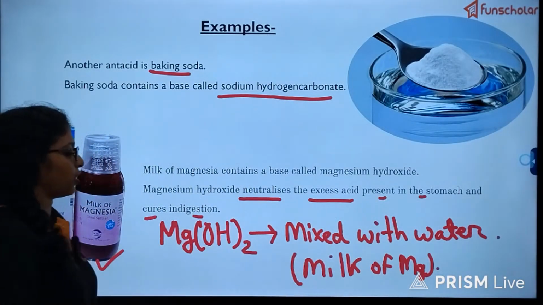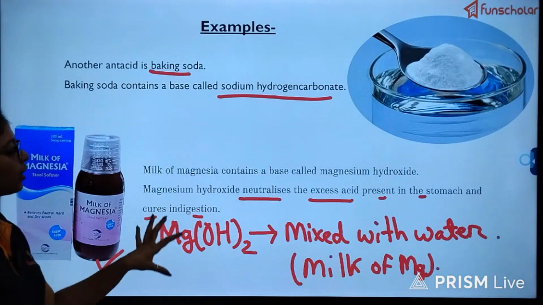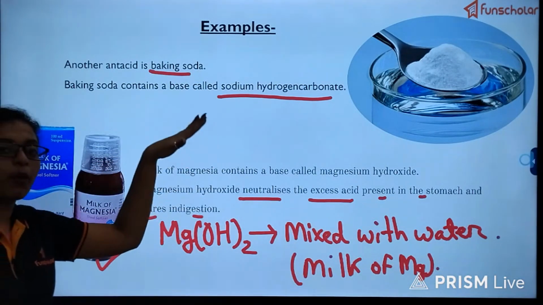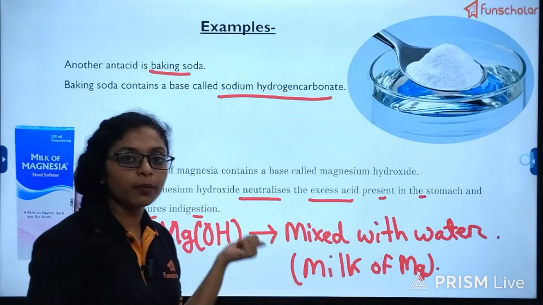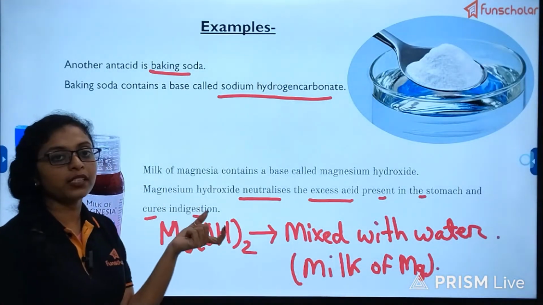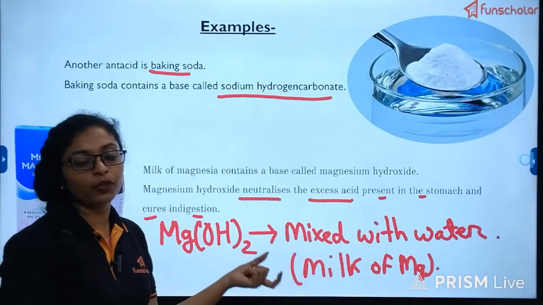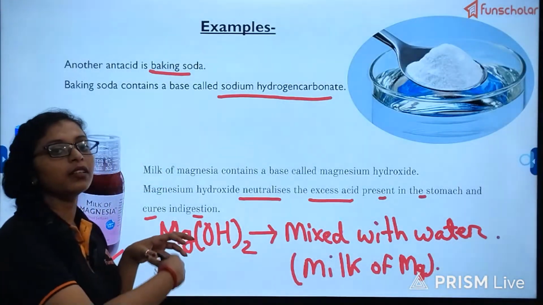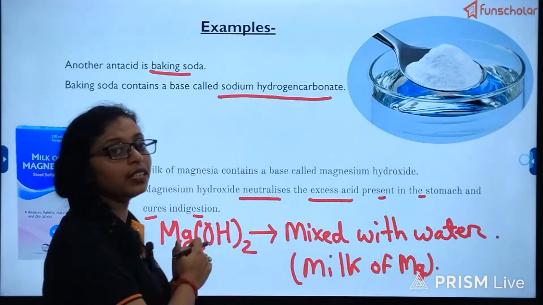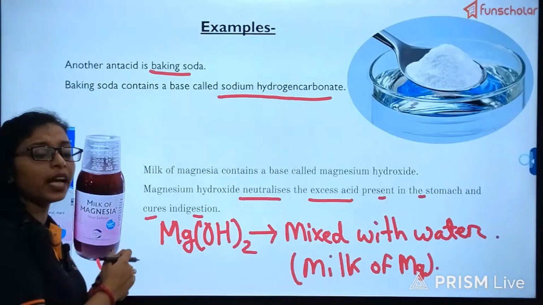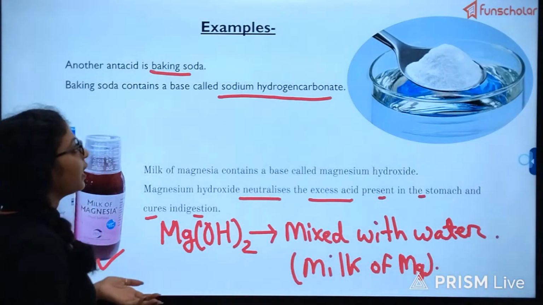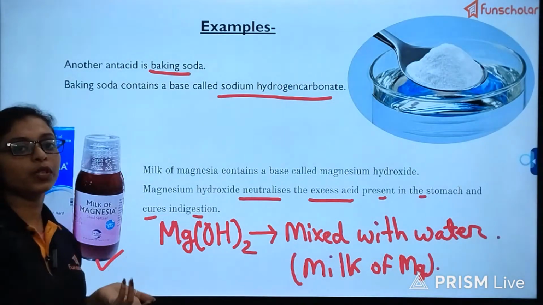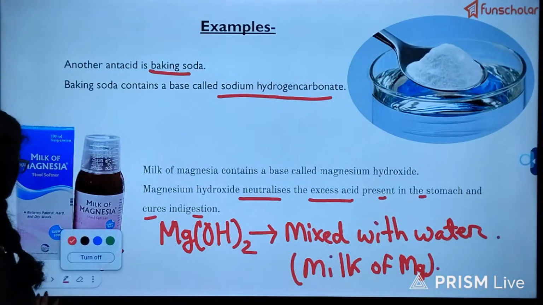cures the indigestion. So that is how milk of magnesia and baking soda, these two are both very popular bases. They contain a huge amount of base, and that particular base is going to react with the excess amount of acid which has been produced in your body, and they will neutralize and cancel each other out, and the problem will be solved. So that is one example of the neutralization reaction.